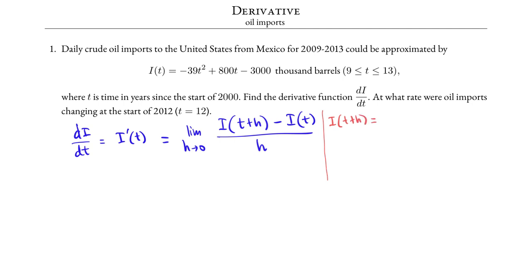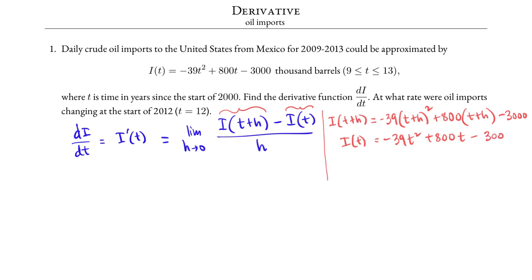I of t plus h has the input t plus h, and so we would go to the given function and replace t with t plus h. Everything else is the same. Negative 39, t is now t plus h squared, plus 800, t is now t plus h, and then minus 3000. This is the term I of t plus h. We also need to know what I of t is, but I of t is given, which is negative 39t squared plus 800t minus 3000.